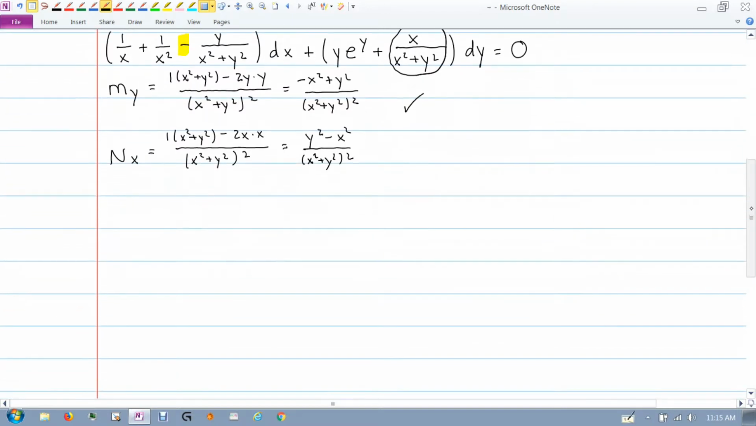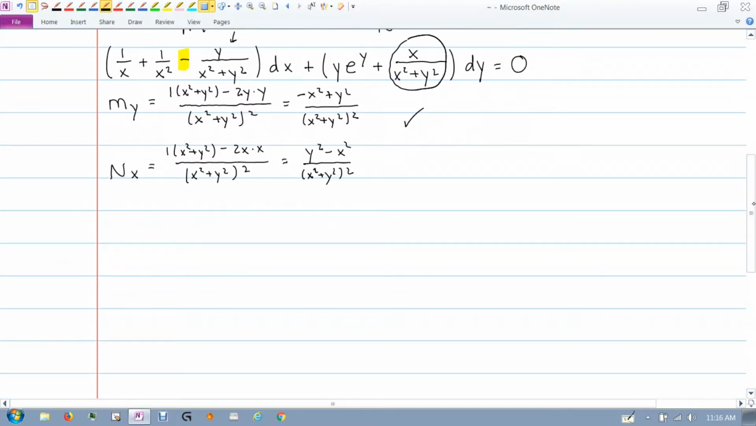Alright, now let's go ahead and figure out that the partial of f with respect to x is m, and m is that first one here. Let me rewrite that as x to the negative 1. I'll leave it as 1 over x because we're going to integrate it, so I can integrate 1 over x. I'm going to write the next one as x to the negative 2, so I can use the power rule, and then y over x squared plus y squared.